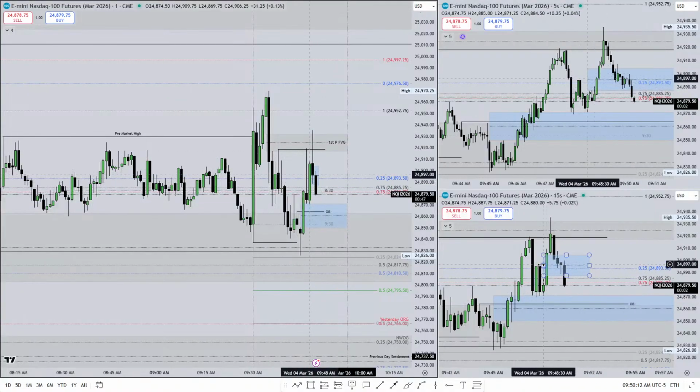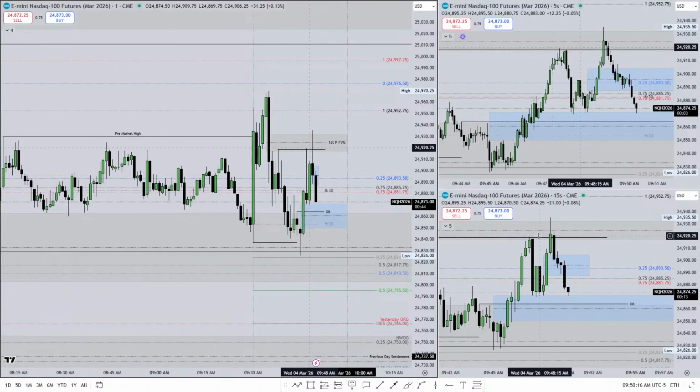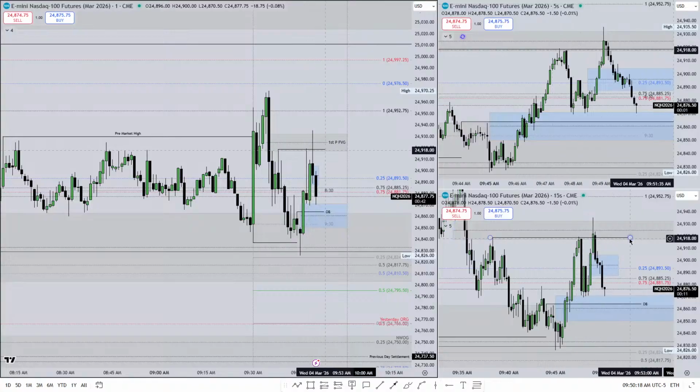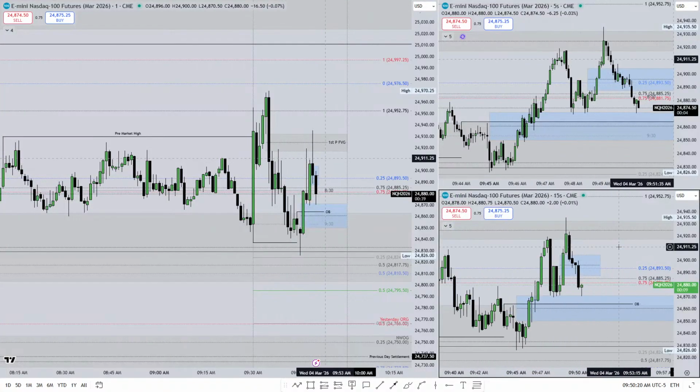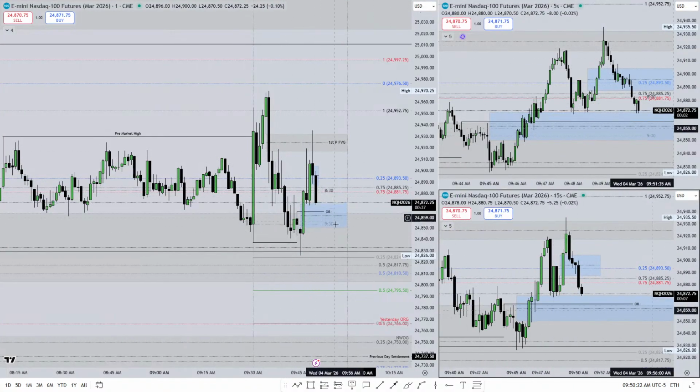Yeah, so I would have taken this 15-minute BISI or 15-second if we didn't go up and take this high or sweep these relative equal highs right here. Just makes it less likely to hold. And now we're seeing that move lower. First presented fair value gap still holding.